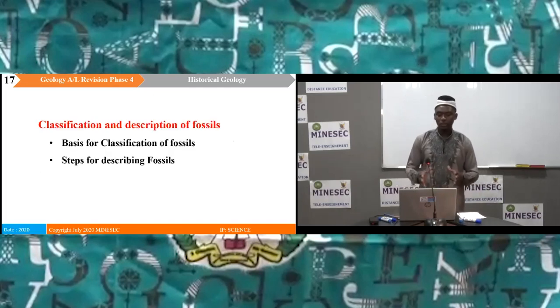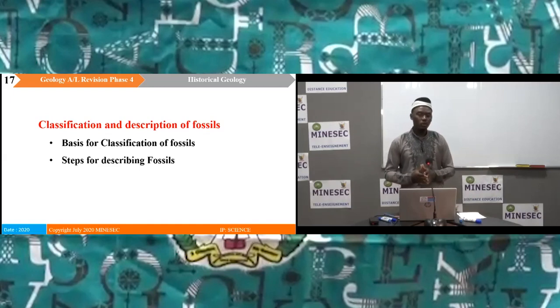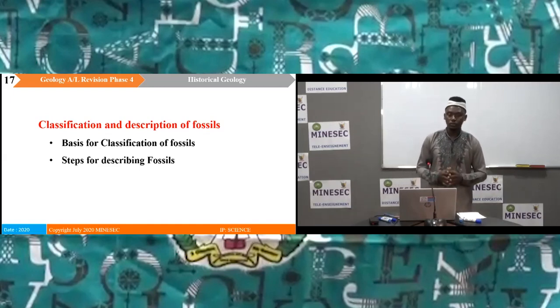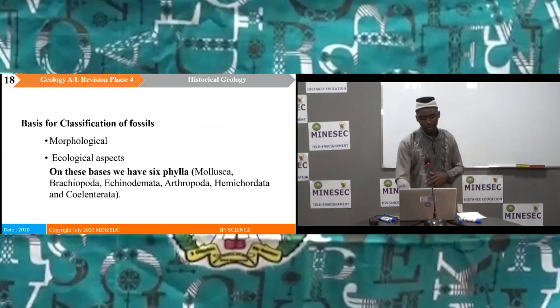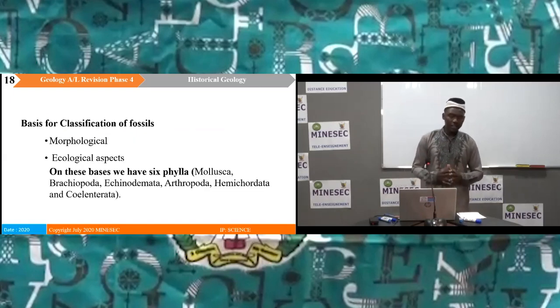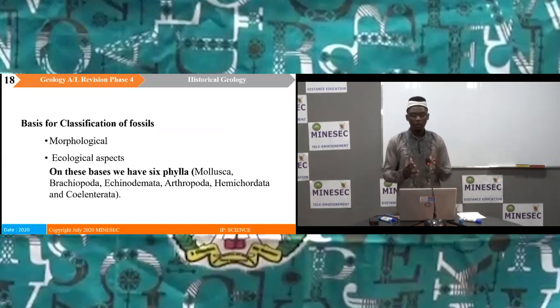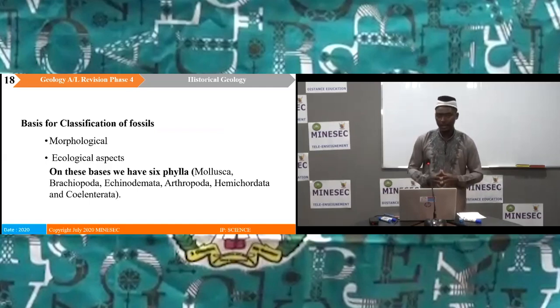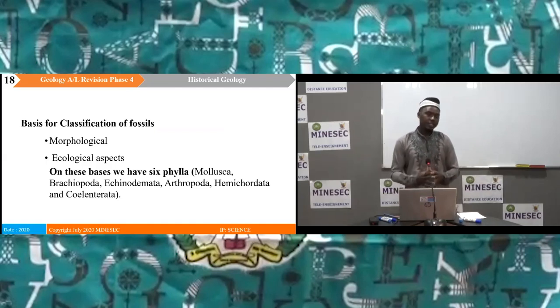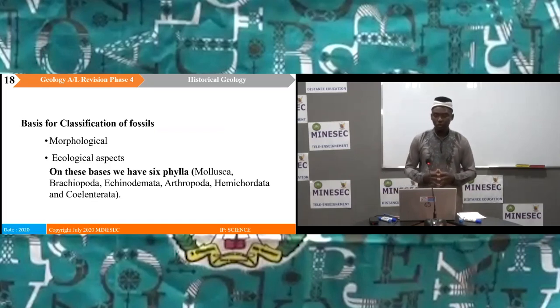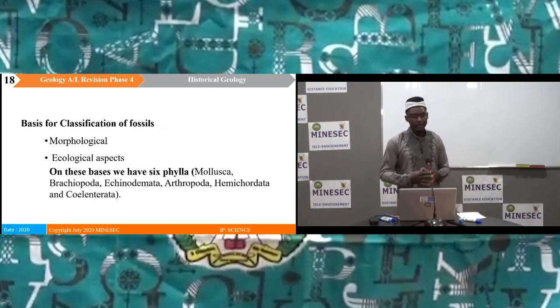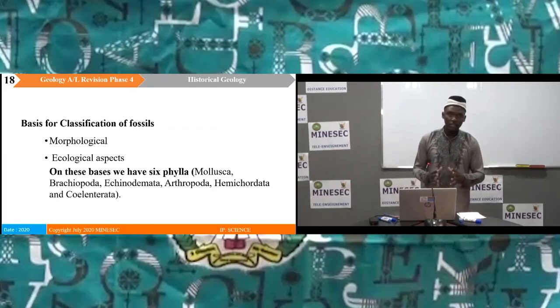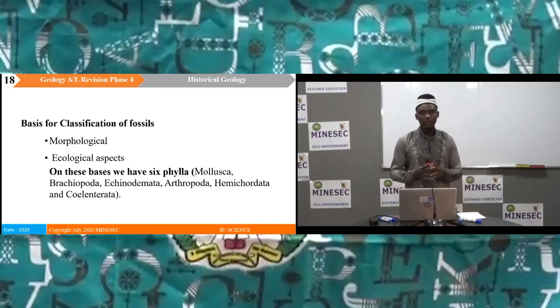Classification and description of fossils. Here we are going to look at the basis for classification of fossils and steps for describing fossils. For the basis of classification, we have morphological and ecological aspects. On this basis, we have grouped our fossils into six phyla: Mollusca, Brachiopoda, Echinodermata, Arthropoda, Hemichordata, and Coelenterata. Each phylum has its diagnostic characteristics.